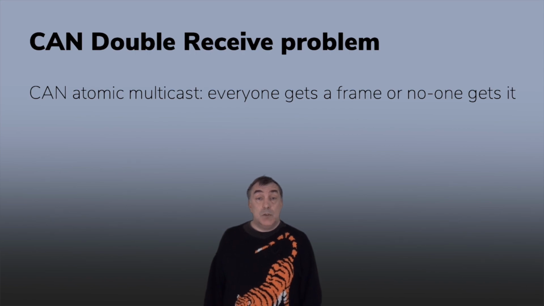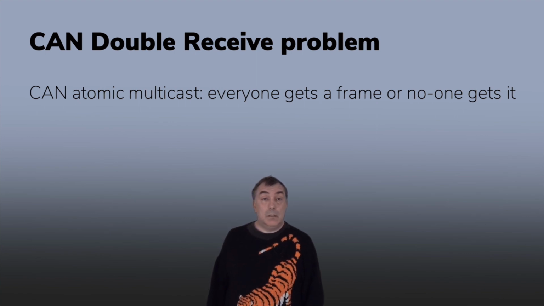The next CAN protocol attack exploits a tiny flaw in the CAN protocol. Before we talk about that, we need to discuss a key property of the CAN protocol, something that is very useful and almost unique to CAN: atomic multicast. This is where a message is broadcast to the bus, and either everybody gets the message or no one does. It's a kind of consensus system.